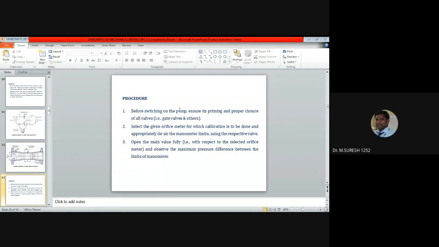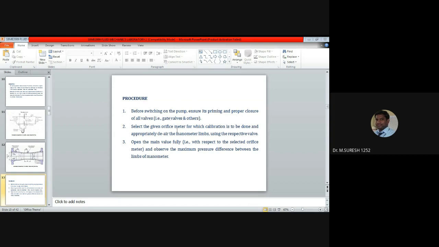Switch off the pump, ensure it's priming. You need to find out what is meant by priming. In the beginning class itself I told. Next class I will ask what is meant by priming, what is meant by Venturi meter, orifice meter, what is the difference, and the friction factor, all those things. Just to recall all the terms, it may be useful from the exam point of view.